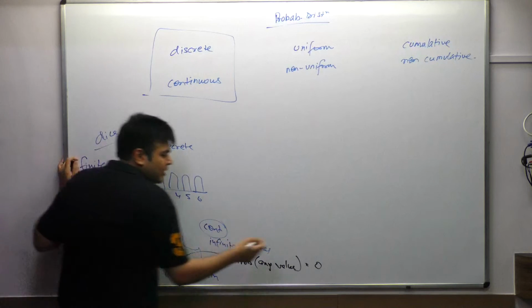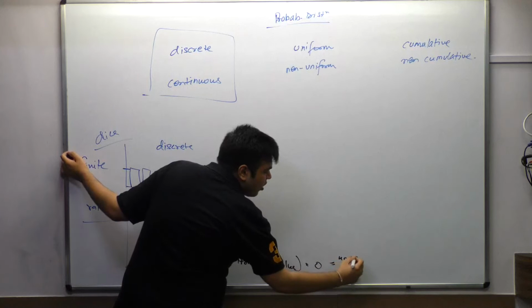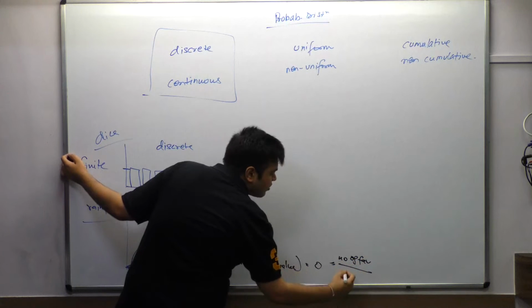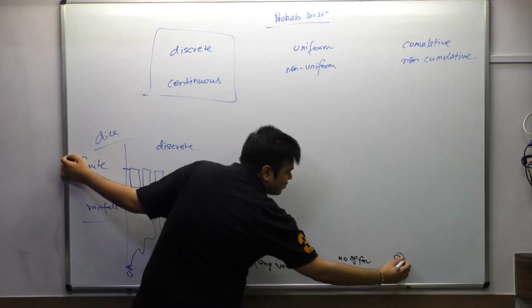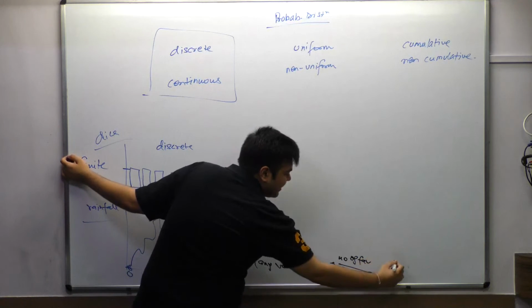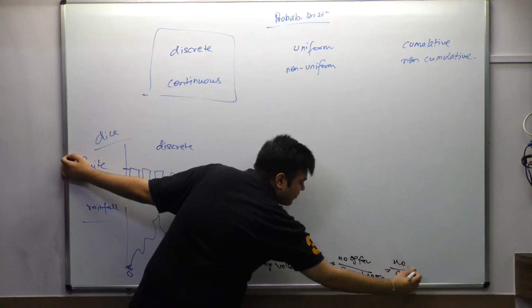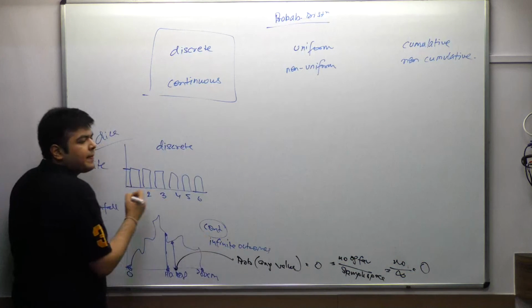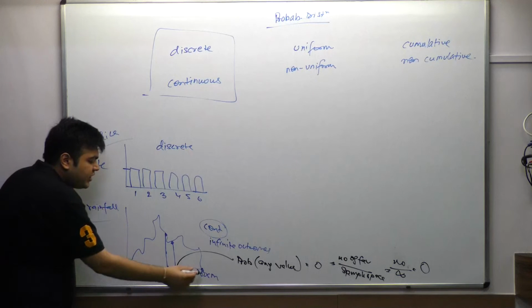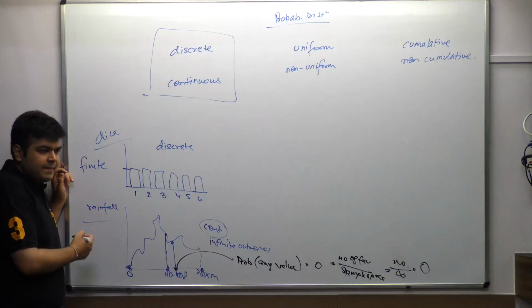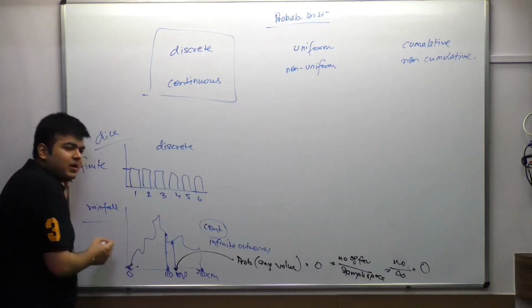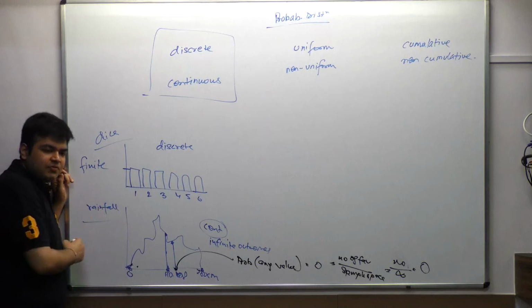Because what is probability? Probability is equal to the number of favorable outcomes by sample space, which could be any number divided by infinity, which has to be 0. Because here there are continuous, infinite possibilities, your sample space becomes infinite. Because there are infinite possibilities in this range, your sample space is infinity.